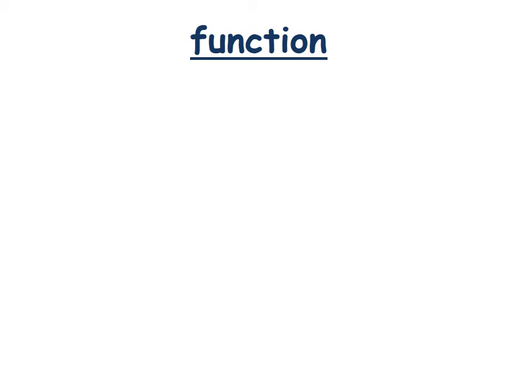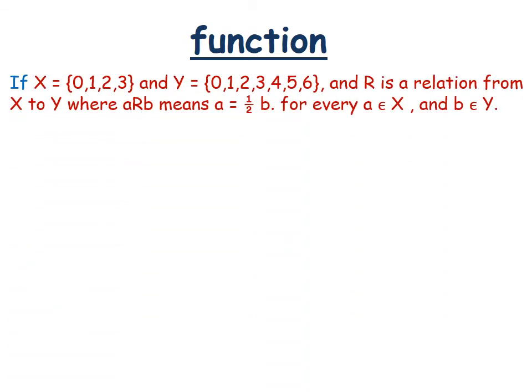What is function? And to know what function is, let's discuss this example. If we have a set called X, containing 0, 1, 2, 3, and Y containing 0, 1, 2, 3, 4, 5, and 6, and R is a relation from X to Y, where A R B means A is half B. A equals half B for every A belonging to X and B belonging to Y.